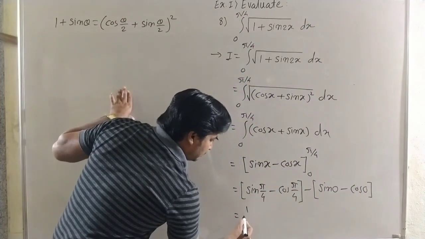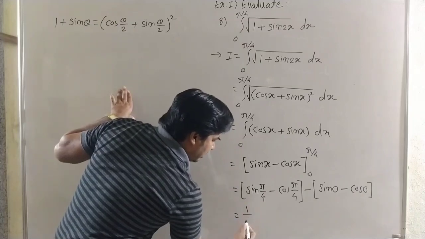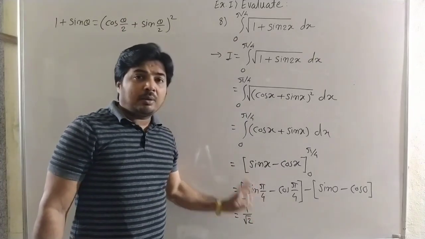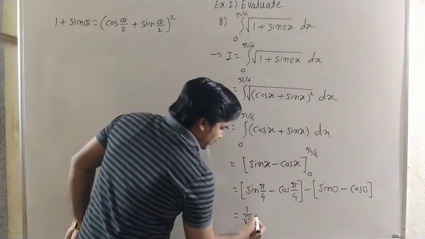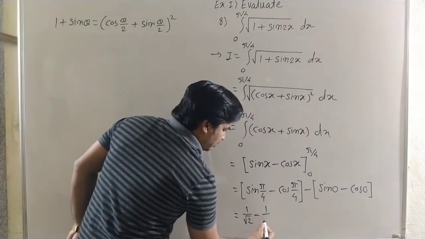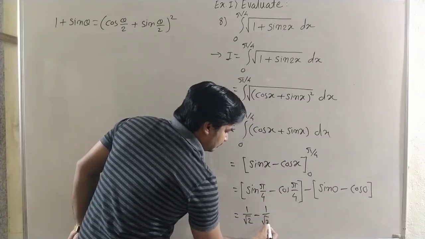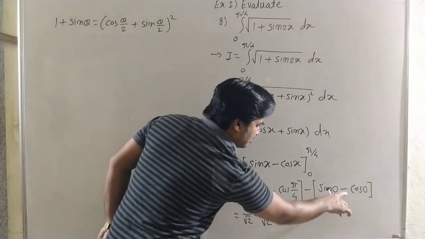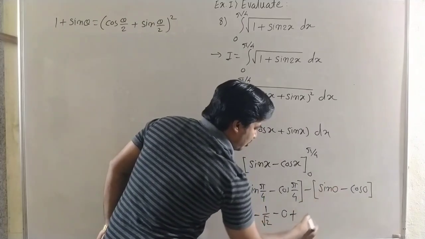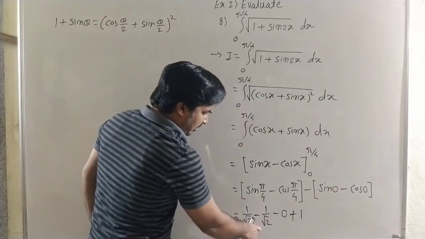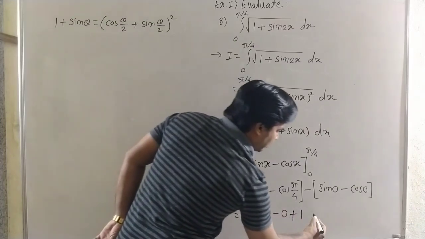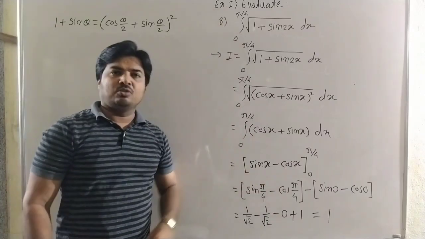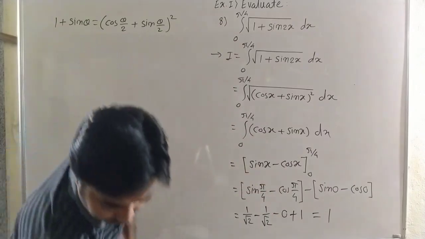Okay. Now we calculate this. Sin pi by 4 is 1 by root 2. See carefully this. Sin pi by 4 is 1 by root 2, minus cos pi by 4, again 1 by root 2. Okay, and here minus sin 0 is 0, and minus minus plus cos 0 is 1. Plus 1. The 1 by root 2 minus 1 by root 2 get cancelled, 0, and it is 1. Therefore the final answer is 1. That means the value of this integral is 1. Okay. Now we see the next example.